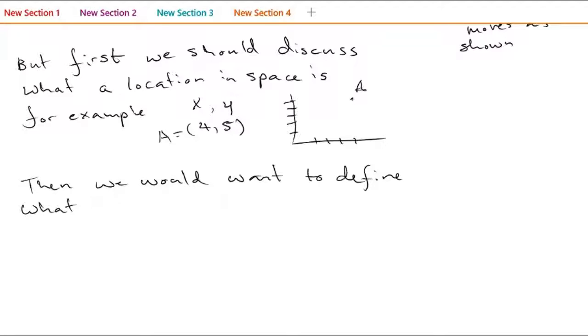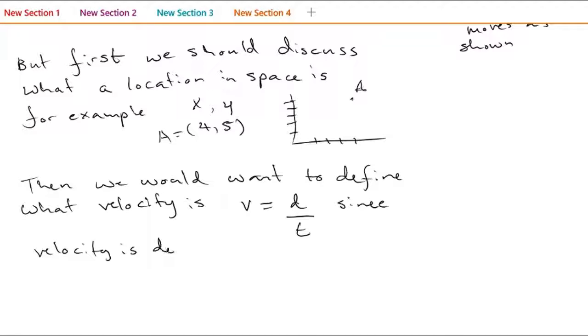But first, we should discuss what is a location in free space. So if you were to create a grid, and in this example, A represents a point at 4, 5, you divide that into X and Y coordinates and just plot that exact location.